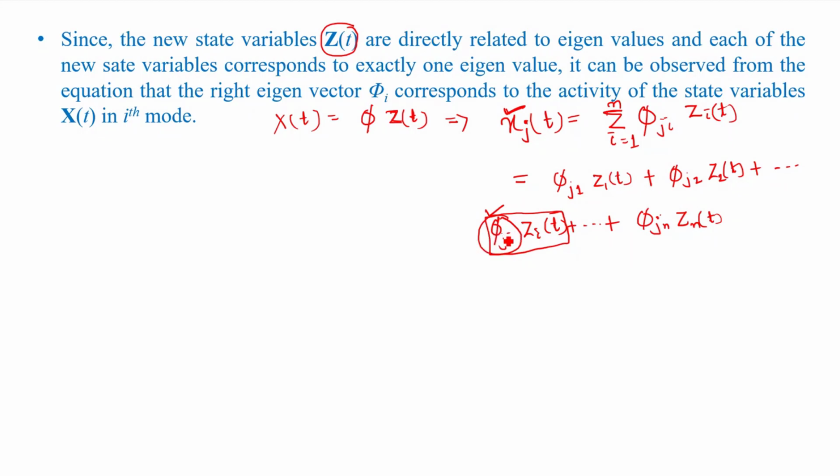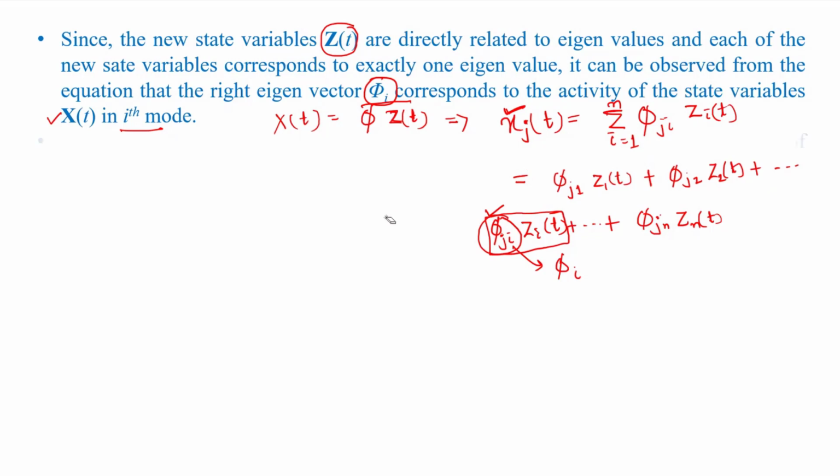So this is one of the elements of the ith eigenvector phi_i. So therefore here it is mentioned, you can see that the right eigenvector phi_i corresponds to the activity of the state variables x(t) in the ith mode. Okay, so this x(t), that means your state vector, the activity of the state vector in the ith mode will be decided by this right eigenvector phi_i, right?